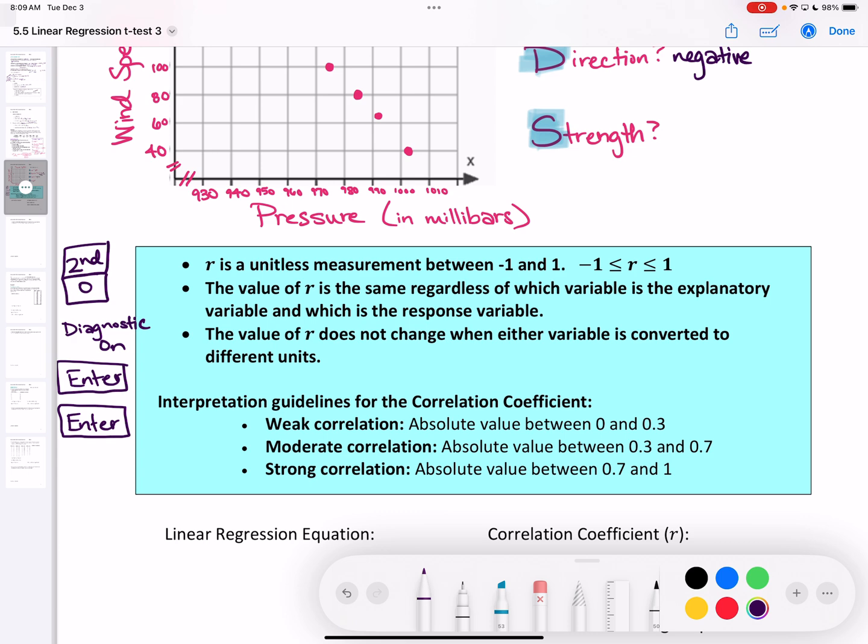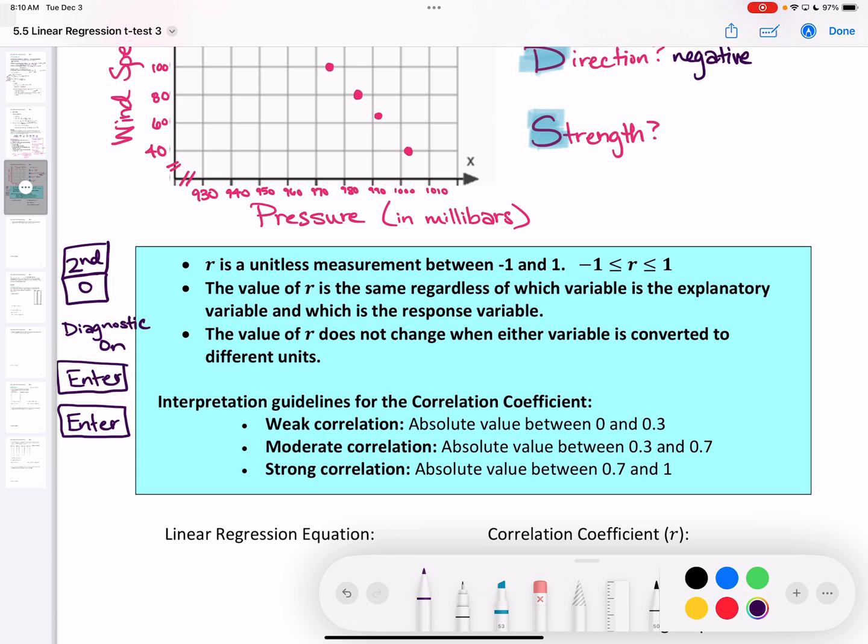And then the next thing, the value of R does not change when either variable is converted to different units. That's kind of interesting. If you were to put it in there as feet and find the R value, and then change it to inches, like my height and my wingspan, my arms. If I put that in feet, find an R value, then convert it to inches and find the R value again, it's going to be the exact same number. Because again, it's measuring the relationship between X's and Y's. So even if you convert it to different units, you're still going to get the same R value.